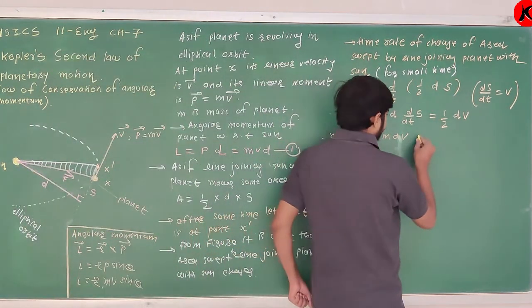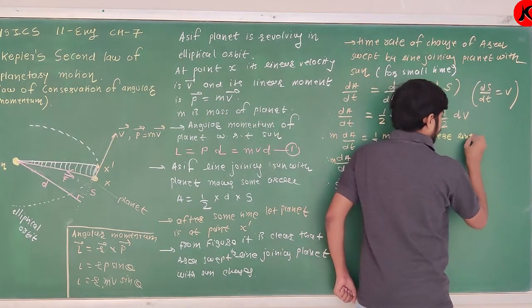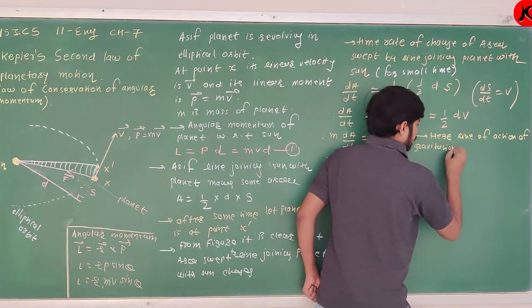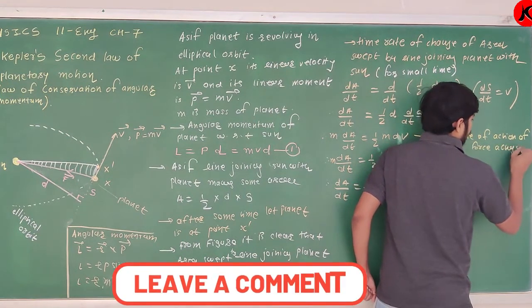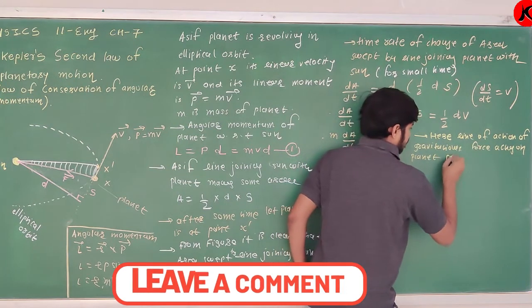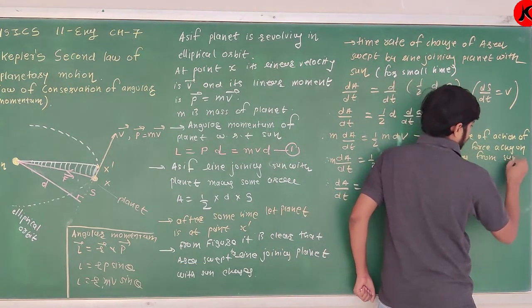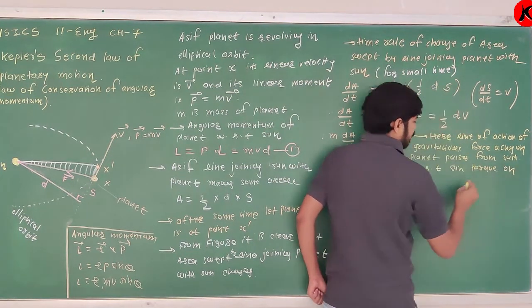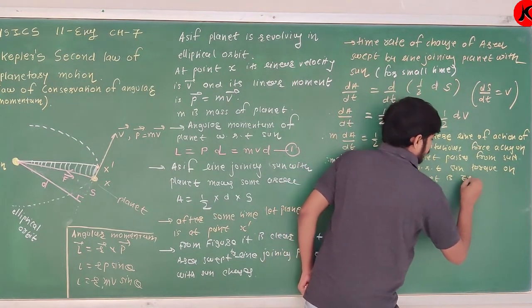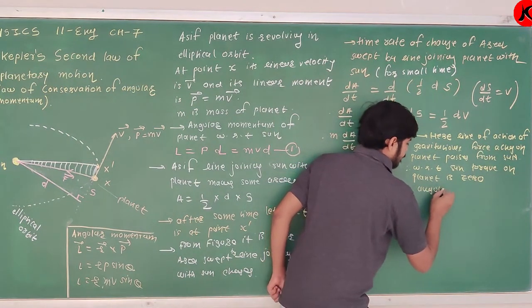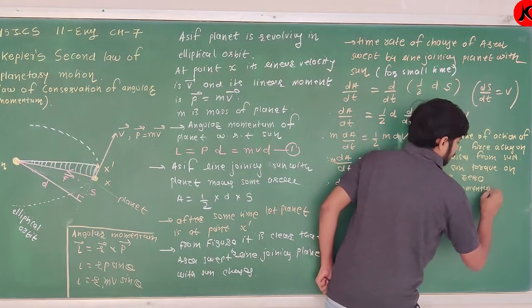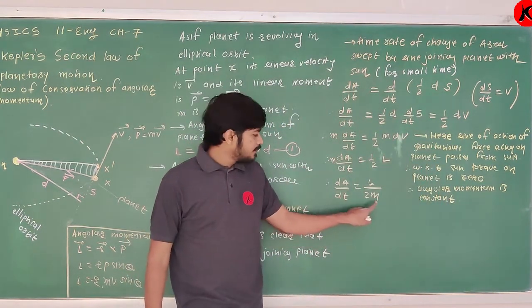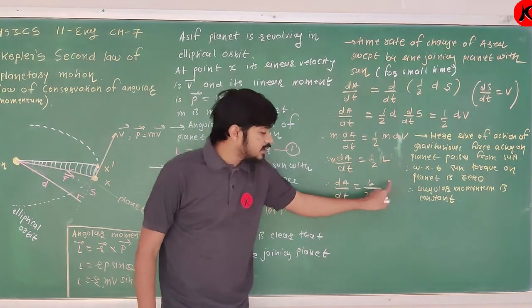Okay, here I will write: here the line of action of gravitational force acting on the planet passes through the sun. So therefore, with respect to the sun, the torque on the planet is 0, and if torque is 0, therefore angular momentum is constant. So see in this equation, 2 is constant, m is constant, so L is also constant.